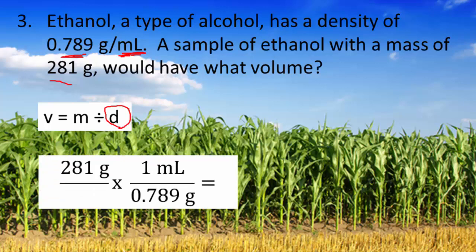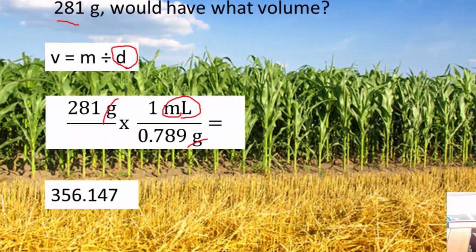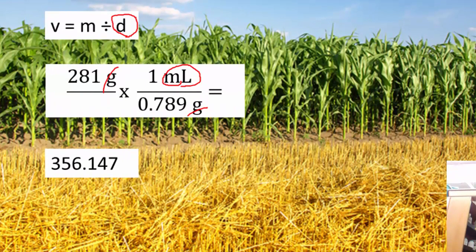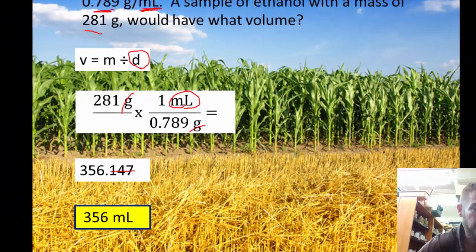281 grams, and we've inverted the density, and this allows our grams to cancel out, and then our answer will simply be in milliliters. The number we get on a calculator is 356.147. Once again, we see that both of these have 3 significant figures, and the 1 does not round up to 6, and so our final answer would be simply 356 milliliters.